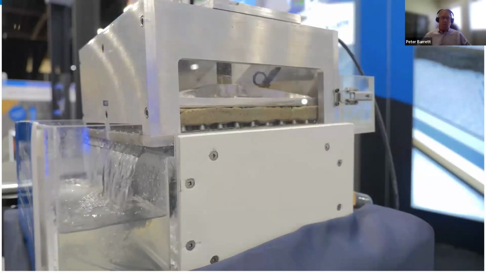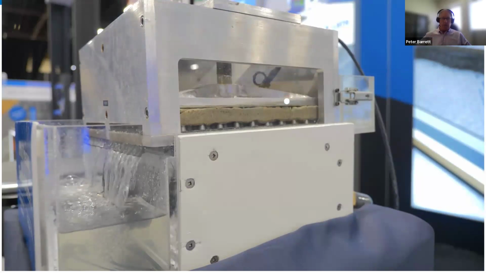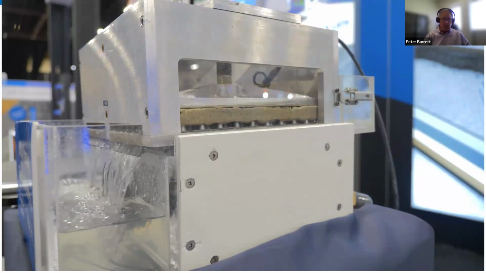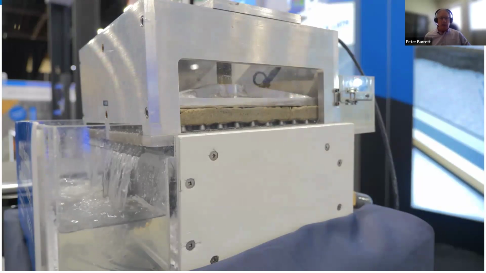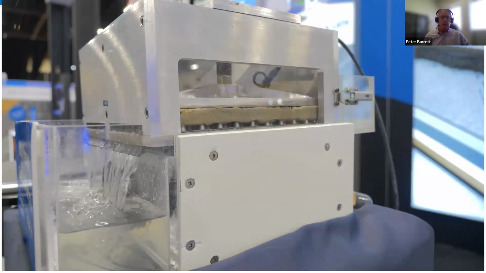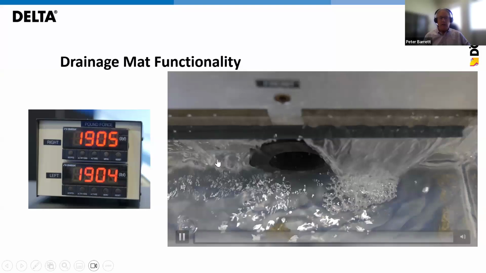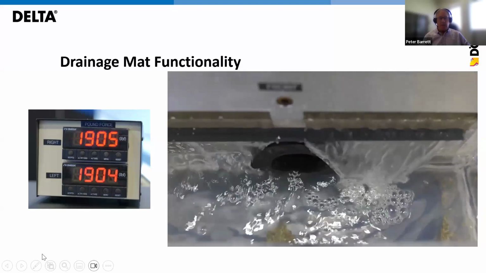So this is a little test machine that we put together that basically is a version of the drainage test we saw earlier, ASTM D4716. And as this spins around, as it will eventually, we put it under load. Let's get to the next one. We put it under load and then did some testing.